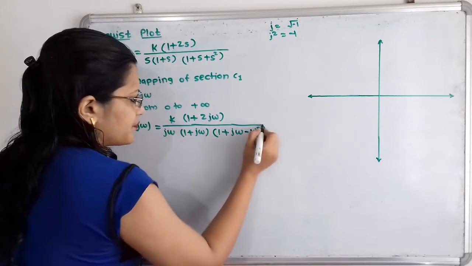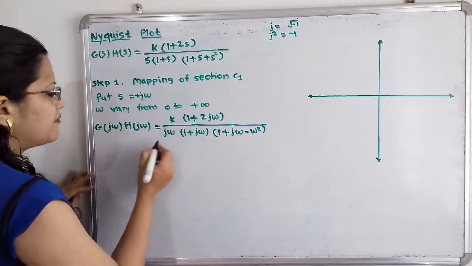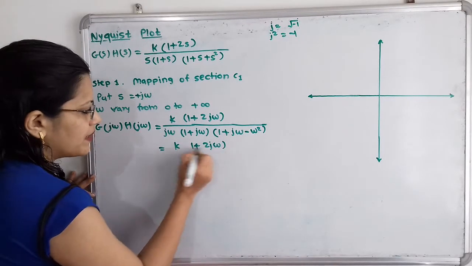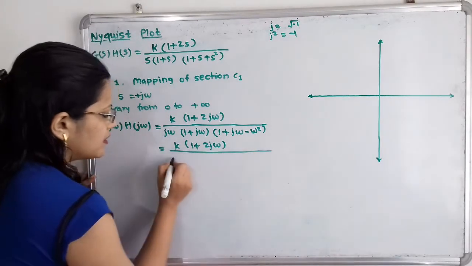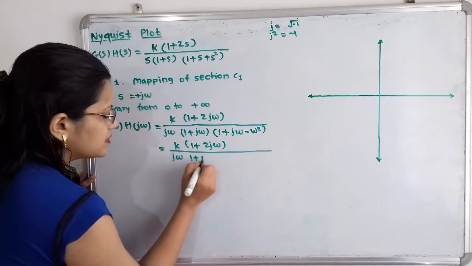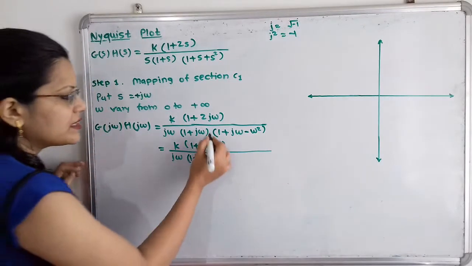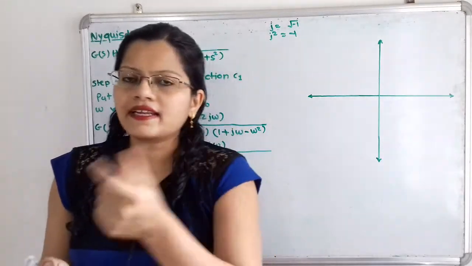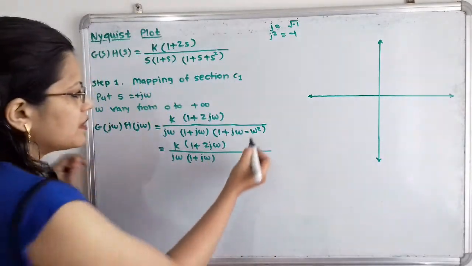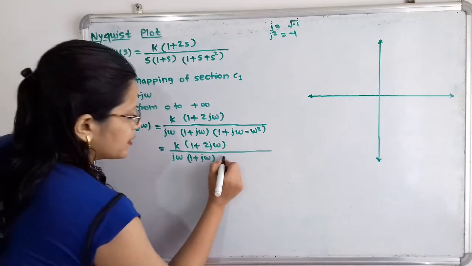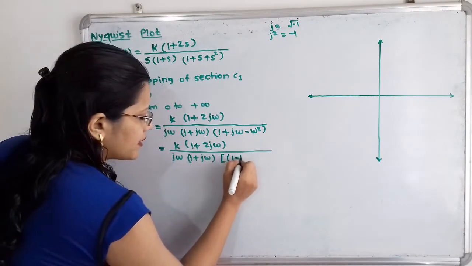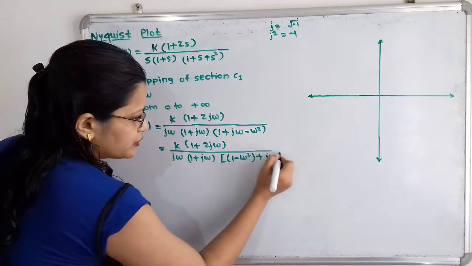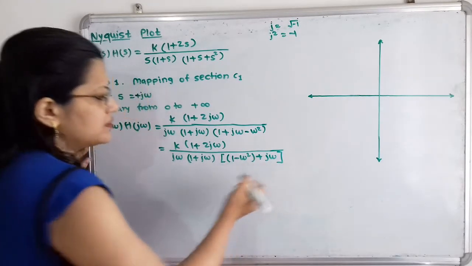Now again we will simplify this, that is K (1 plus 2j omega) divided by j omega (1 plus j omega). Now from this bracket we have to take the real part and imaginary part separately. So here I will write 1 minus omega square in one bracket, and the remaining imaginary part is plus j omega.